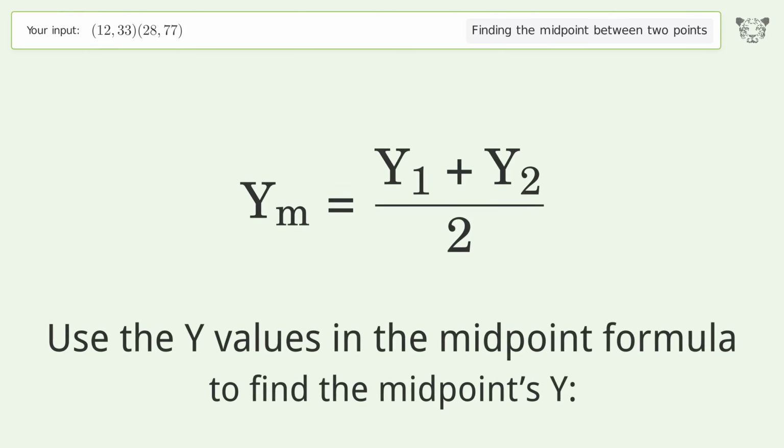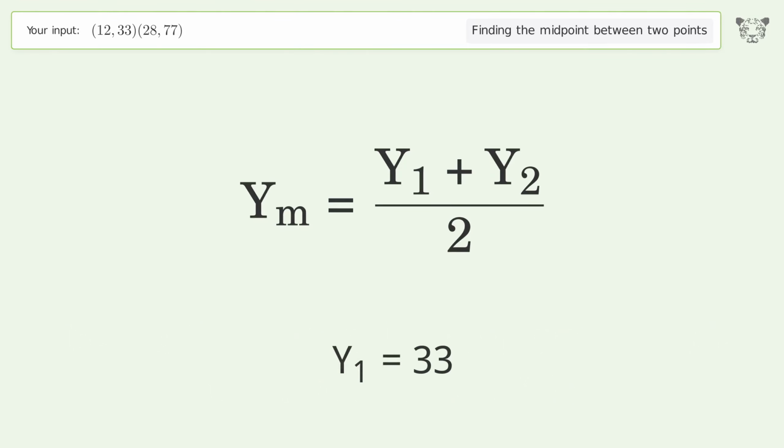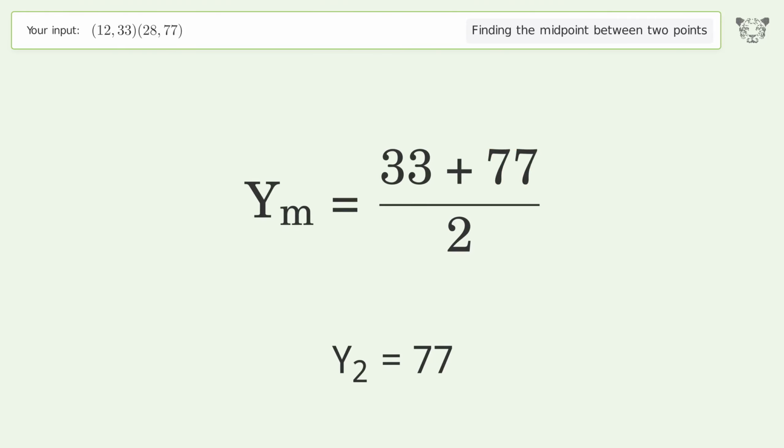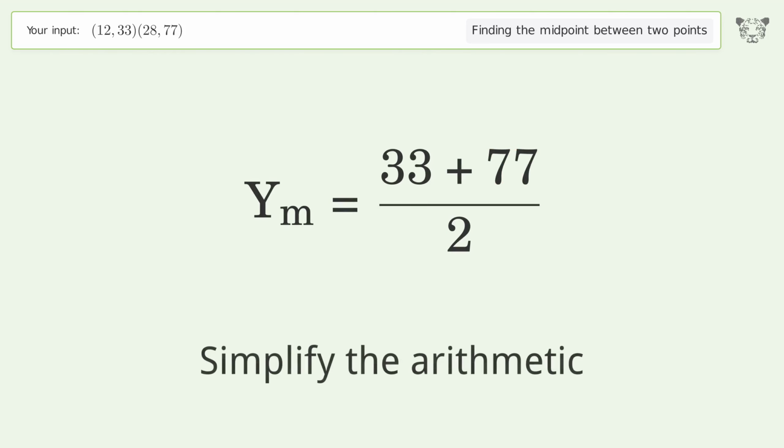Use the y values in the midpoint formula to find the midpoints y. y1 equals 33. y2 equals 77. Simplify the arithmetic.